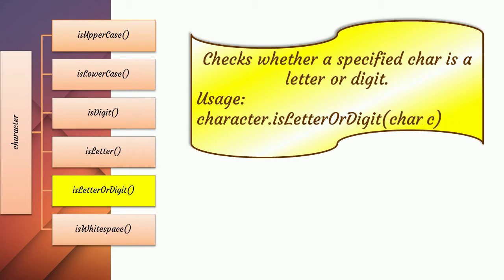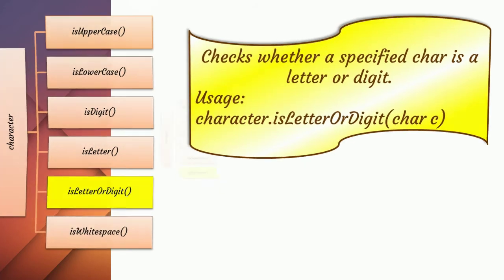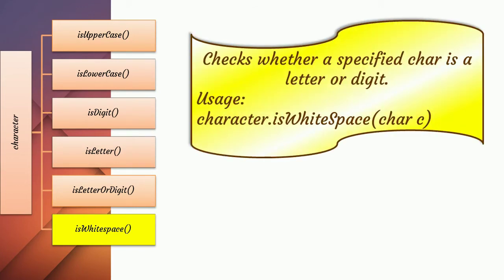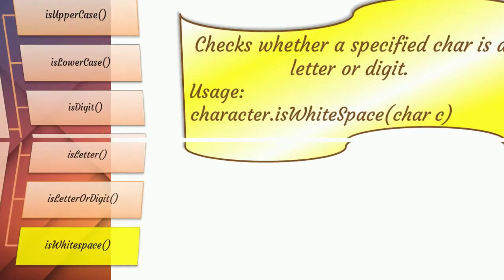So next we'll see the isWhitespace method. What is white space? Whether you are having a space between two words or not. It checks whether a specified character is white space, and if you have any white space, it will specify it. Character.isWhitespace(c). So these are the Character class's is methods.